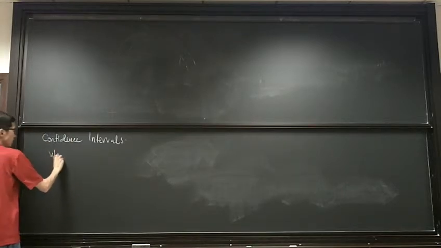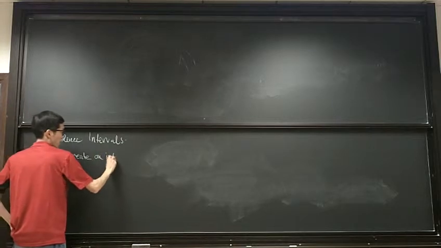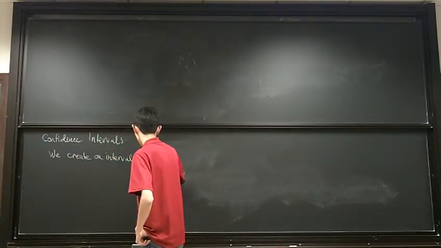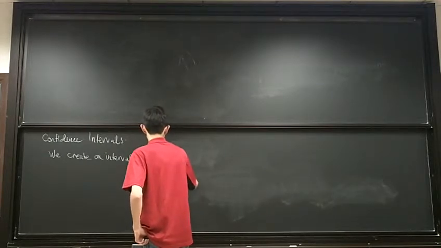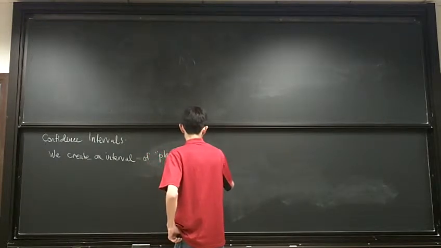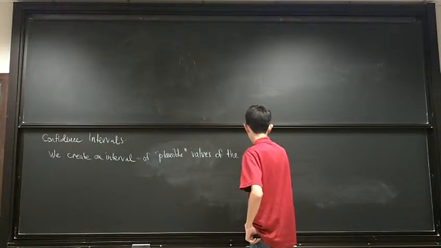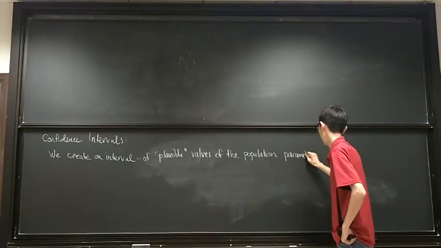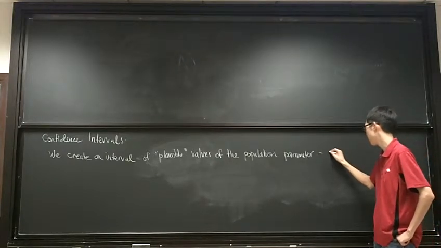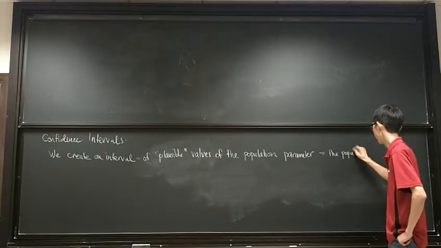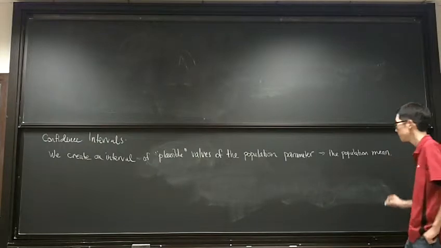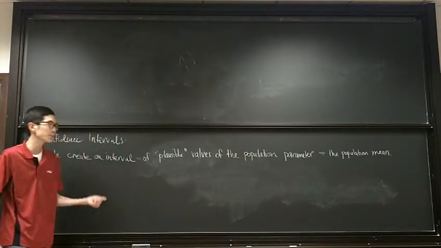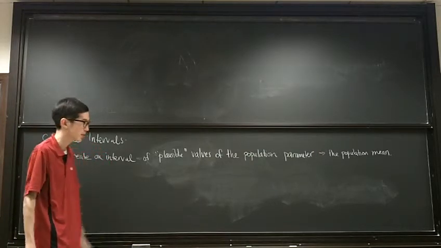Okay. So we create an interval, and this interval of plausible values is for a population parameter. Okay. And in our case, the parameter of interest is the population mean. If you take another statistics class or maybe the next level of statistics, you'll create confidence intervals for the population standard deviation, population whatever else, other parameters of the population.